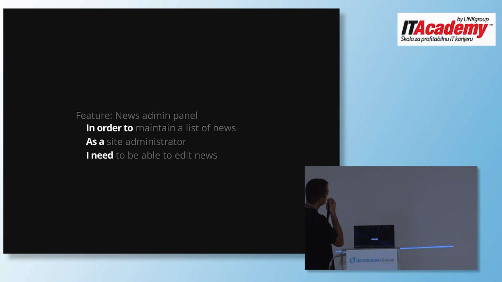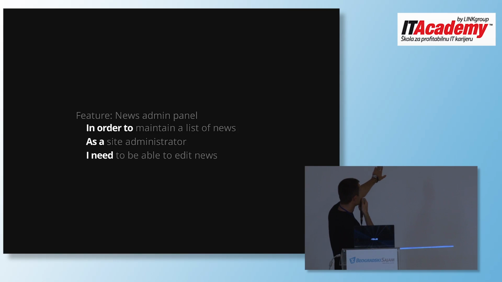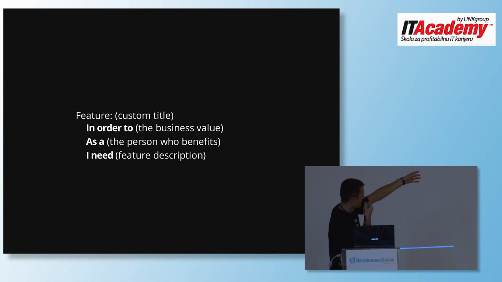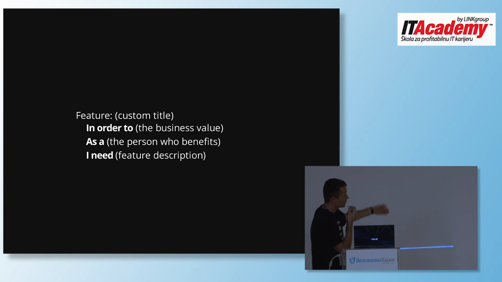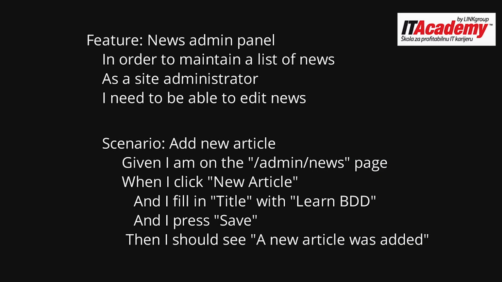So it follows this simple Gherkin format: in order to do something, as a role, the person who benefits, I need to do this, do that. So this is the format. And after that, we are adding scenarios. This is actually usage examples. So the example in human readable language that describes how we use our software.